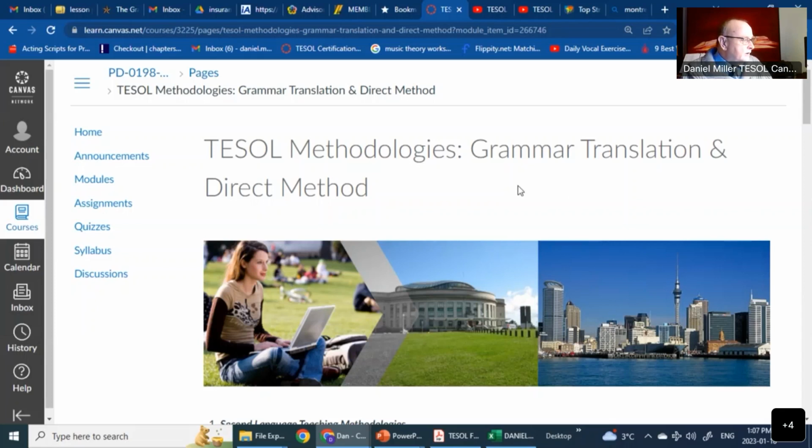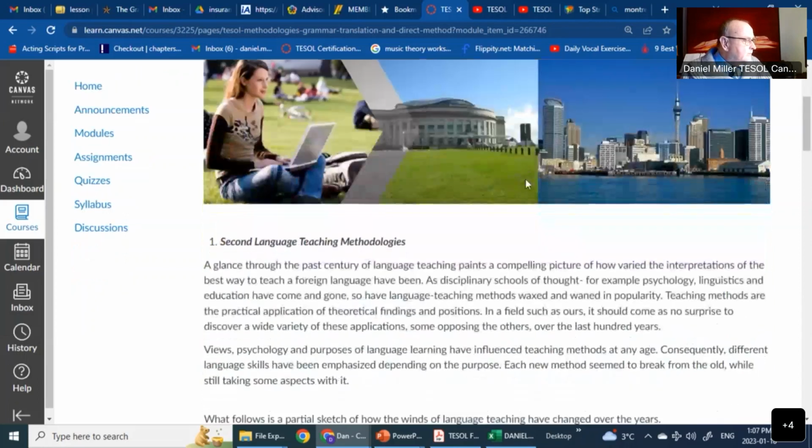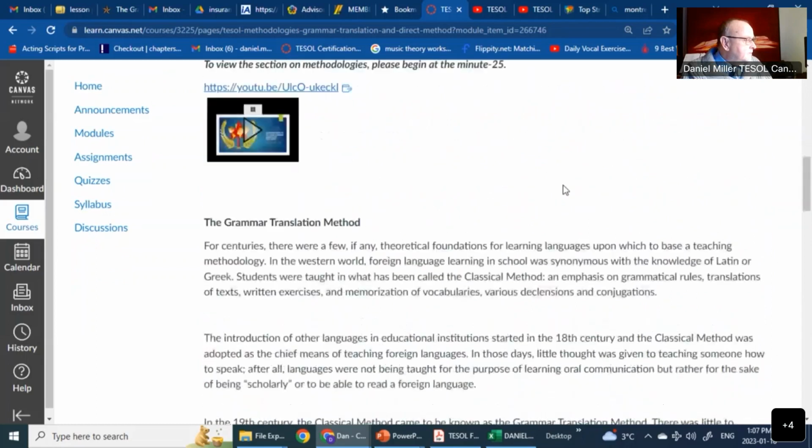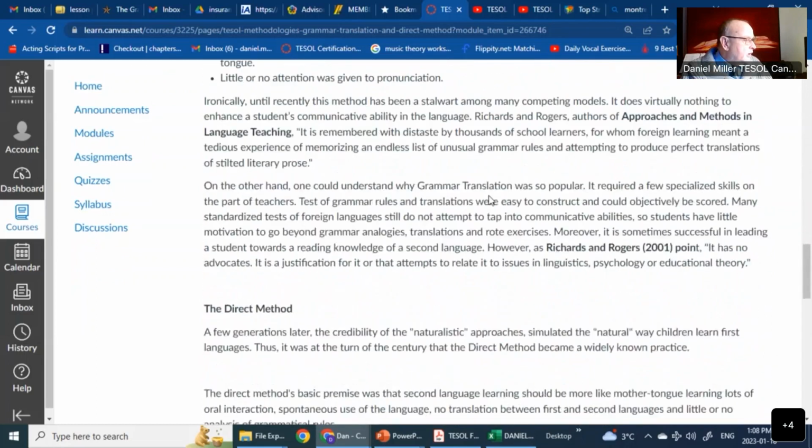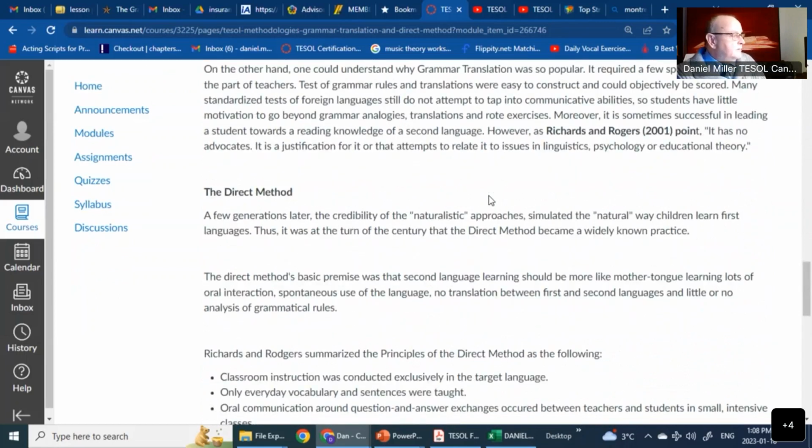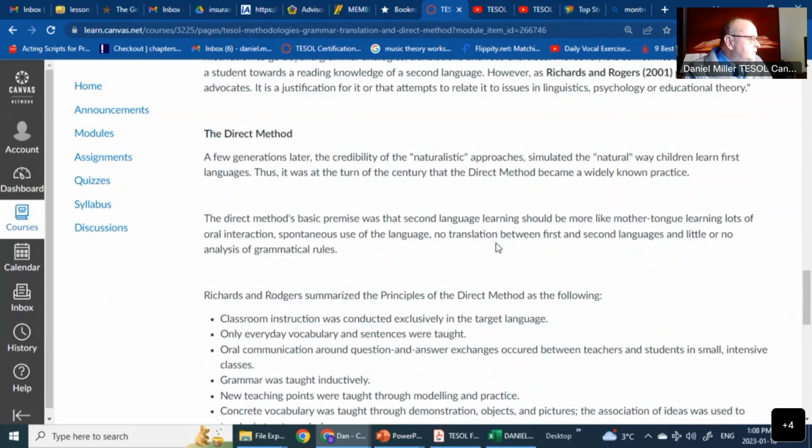And then in the early 20th century, the direct method came along. With the direct method, which we also refer to sometimes as the Berlitz method, because Dr. Charles Berlitz wanted to name a method after himself, and he was a strong believer in the direct method. So he called it the Berlitz method, but the Berlitz method and the direct method are basically the same thing. And the direct method of learning a new language is very much naturalistic and very similar to the way that children learn their first language. And it was at the turn of the 19th to the 20th century that the direct method became a widely known practice.